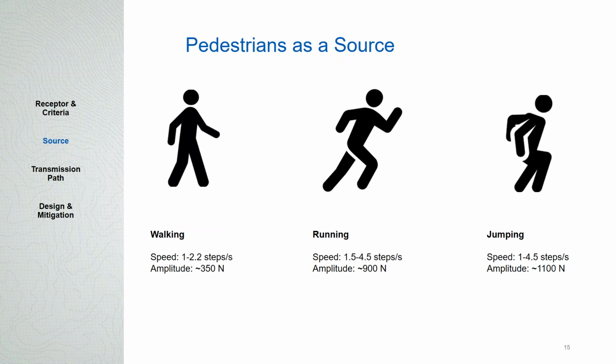You can jump up and down at maybe up to 4.5 jumps or steps per second, and the amplitude is around 1100 newtons. So that's about 3 times larger again. So we've got very large forces that can be applied.